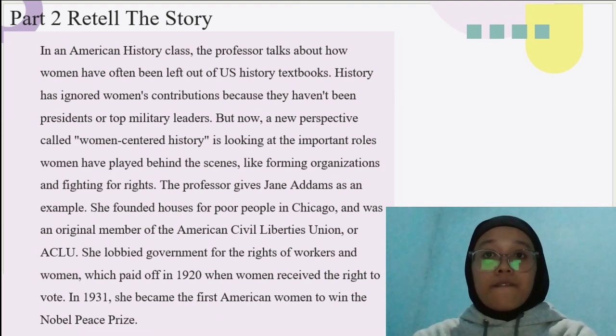The professor gives Jane Addams as an example. She founded a house for poor people in Chicago and was an original member of the American Civil Liberties Union, or ACLU. She lobbied the government for the rights of workers and women, which paid off in the 1920s. When women received the right to vote, she became the first American woman to win the Nobel Peace Prize.